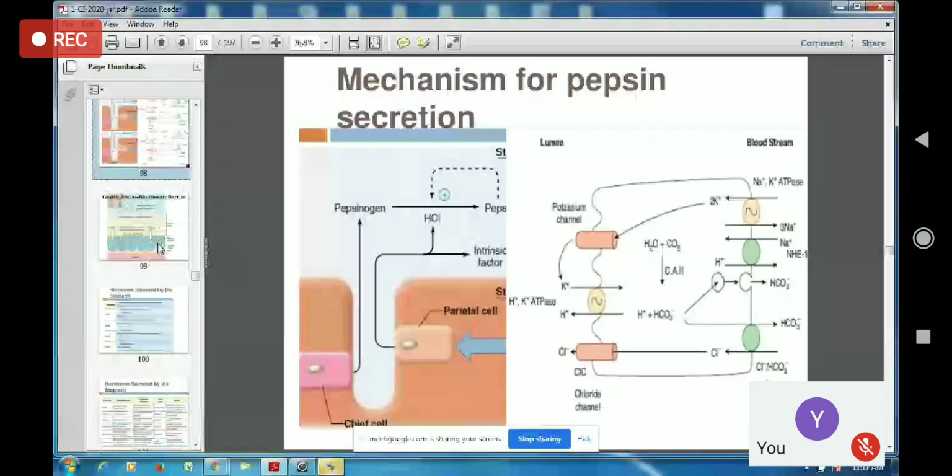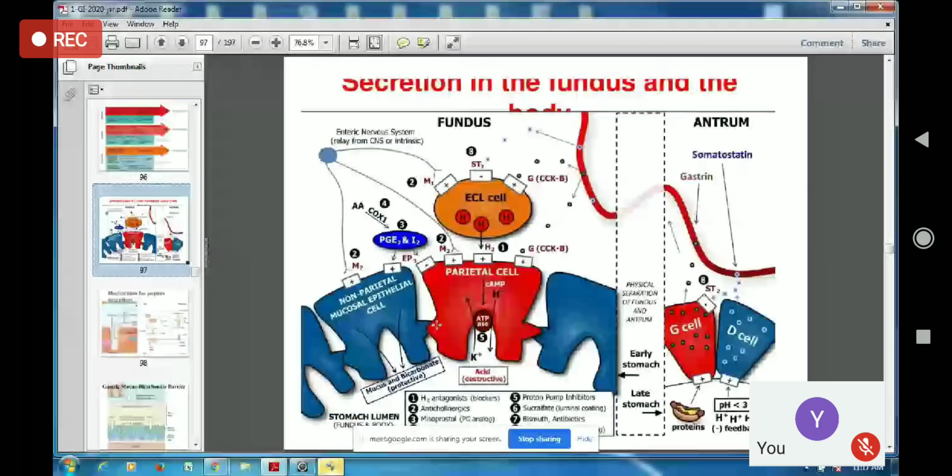And now, let's focus on this one cell, this red one. Can you see it in the slide? The red cell, parietal cell, it is written here, isn't it? So this is in the fundus region of the stomach. Let's see. There are so many chemicals working on it, isn't it? There are so many things coming here. So let's take one at a time.